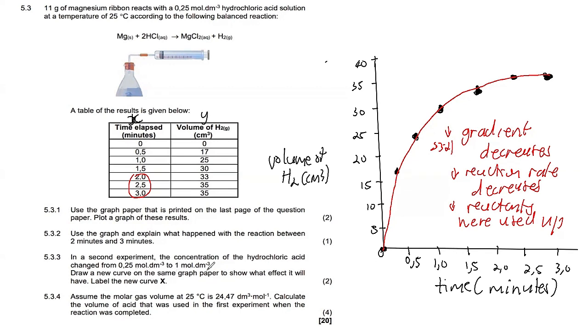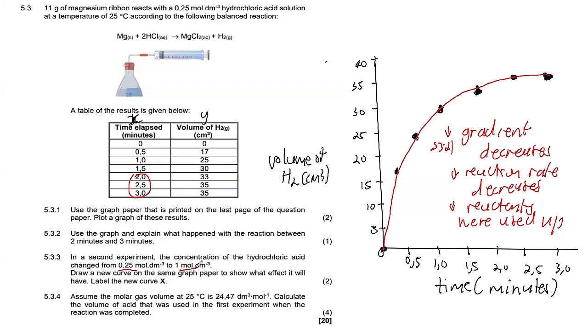And then 5.3.3 says, in a second experiment, the concentration of the hydrochloric acid changed from 0.25 mole per dm cube to 1 mole per dm cube. Draw a new curve on the same graph paper to show what effect it will have. Label the new curve X. Now we can see that this is an increase in concentration, and obviously an increase in concentration we expect it to have an effect on the rate of reaction. How? We are expecting, number one, our rate of reaction to increase.